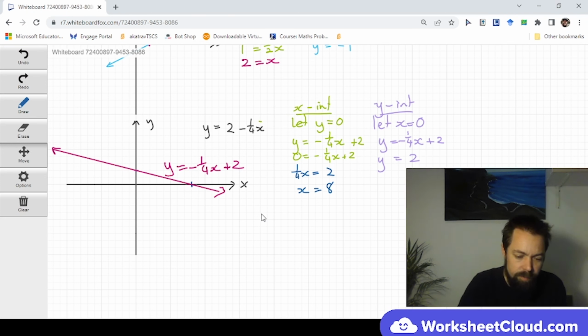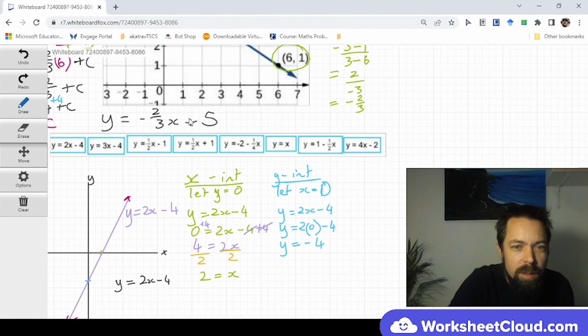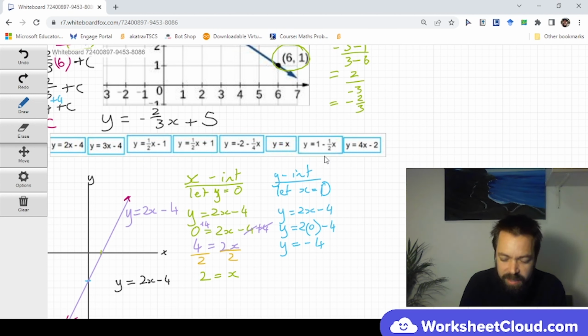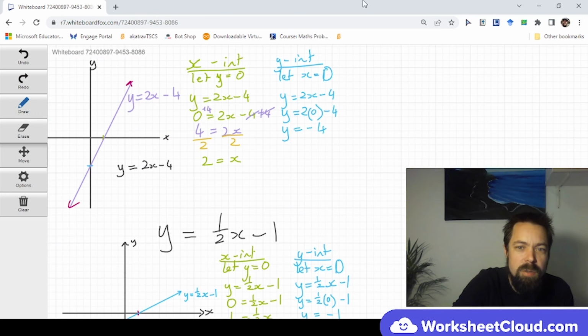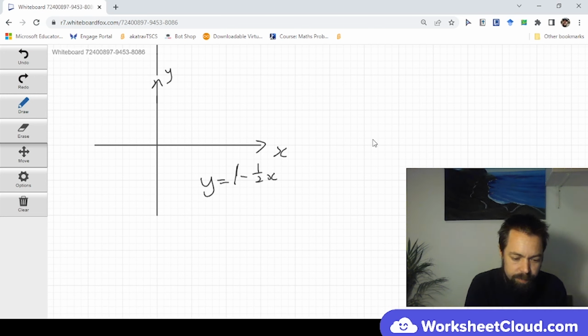Okay, last one. I'm going to go right ahead and draw it first. I hope I've got enough space here. Y and x. Okay, and this one, the fifth one was that. So now we're on the seventh. Y equals 1 minus half x. Scrolling down. Okay, we've got it. Y equals 1 minus a half x.